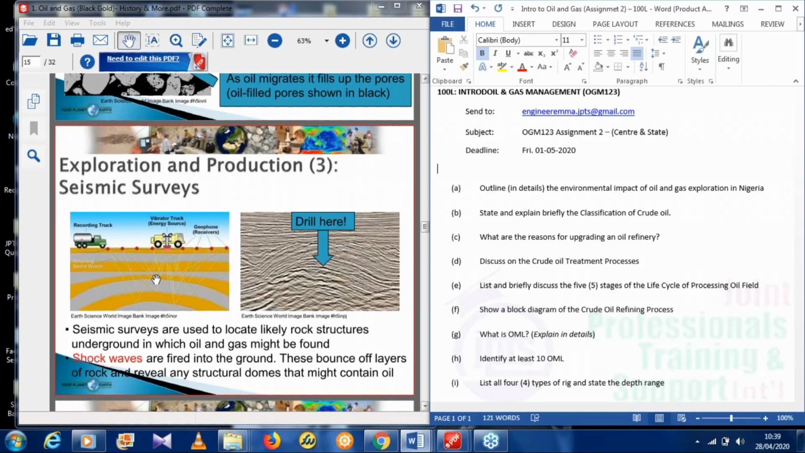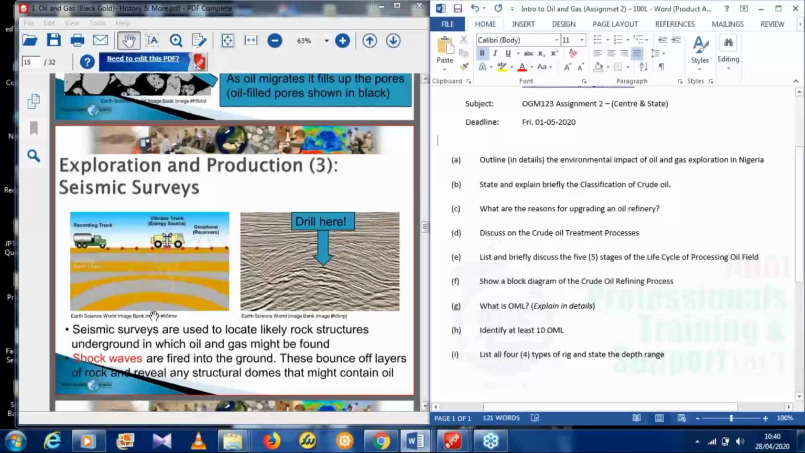In the oil and gas industry, we usually do what we call the seismic survey before we start drilling. Drilling is the process of bringing the oil from the earth crust, which is the reservoir where it has been found, to the surface. It could be done offshore or onshore. When it's offshore, we're talking about in the ocean or water bodies. When it's onshore, we're talking about on land.